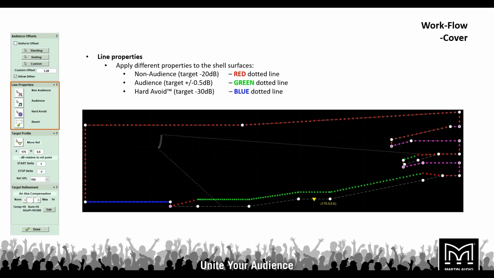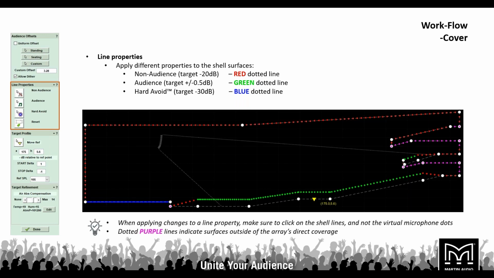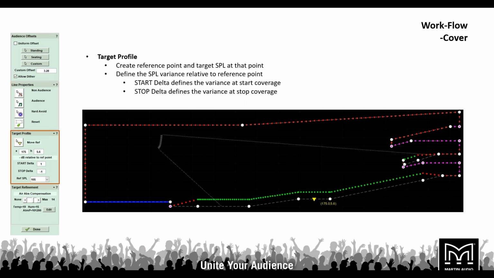In this case, it's the stage. There's an extra color there, which is purple, which indicates surfaces outside of the array's direct coverage, as I mentioned before. And again, when you apply changes to a line property, just make sure you click on the shell lines, not the virtual microphone dots.